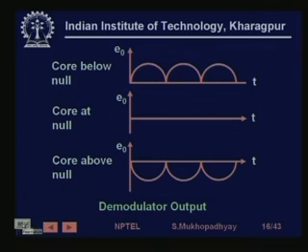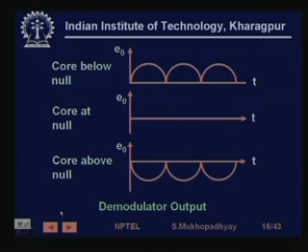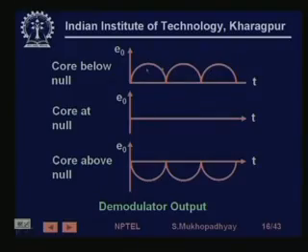Using phase sensitive demodulation, if the core is below null, you get a rectified wave, and if the core is above null, you get a rectified wave which is negative. If you simply low pass filter this wave, you will get a DC. So if the core moves below null, you get a positive DC, and if the core moves above null, you get a negative DC. Directly from the sign of the DC, you can see the sign of the motion. This is what phase sensitive demodulation achieves.